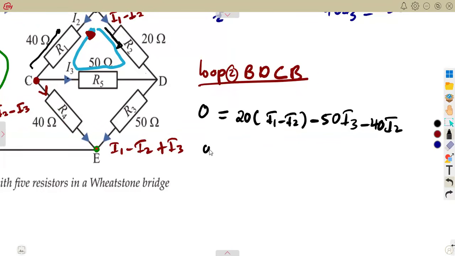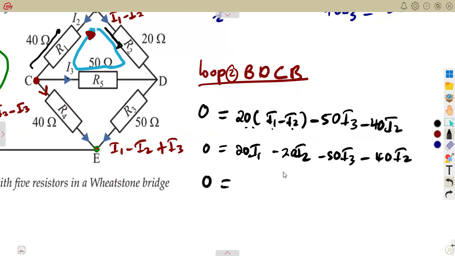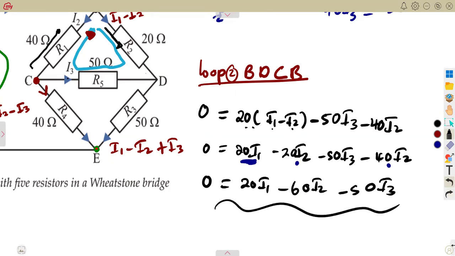All right. So 0 is equal to, expanding the first bracket, 20 I1, minus 20 I2, minus 50 I3, minus 40 I2. We can collect the like terms. Current 1 is just this one only, so that will be 20 I1. Then there is minus 20 I2 minus 40 I2, which will be minus 60 I2. Then we are left with minus 50 I3. It is just a simplification. So you've got equation 2.